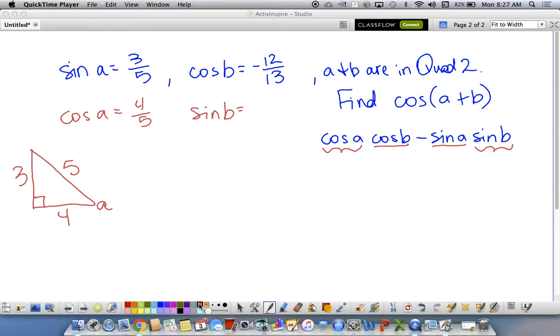How am I going to find sine B if I have cosine? Could I draw another triangle? Do you want to plug it into the sine squared plus cosine squared equals 1? Is cosine A plus B negative? I don't know. What do we know? They're both in the second quadrant, so should that be a negative? Yes, don't forget negative signs.